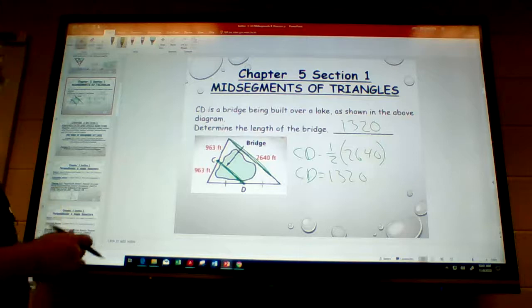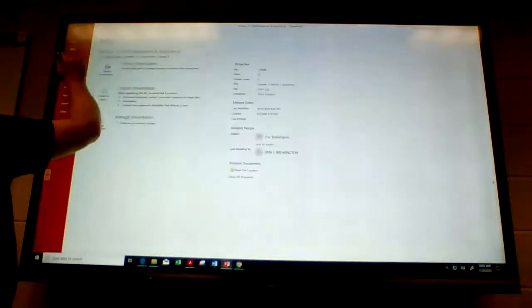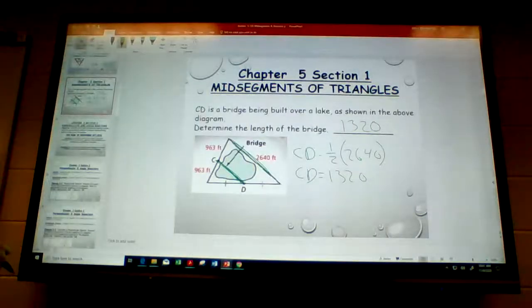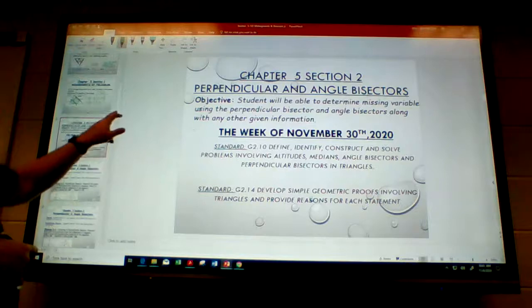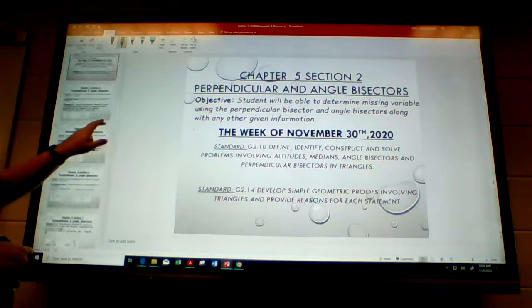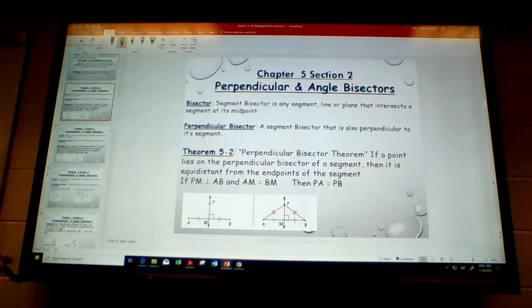All right. Now, that is section 5.1. So 5.2, perpendicular angles and bisectors. I'm just giving you the basic gist of what you need from each section. All right. Now, a segment bisector is any segment or line that intersects a segment at its midpoint. You know that. A perpendicular bisector segment is a bisector that's also perpendicular.